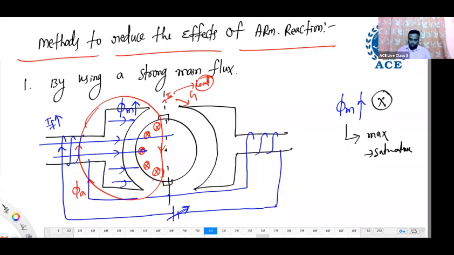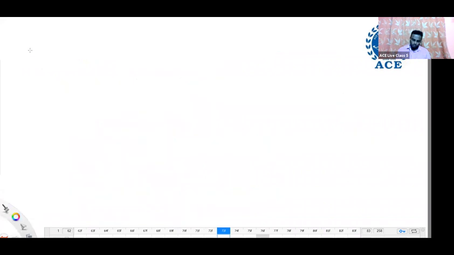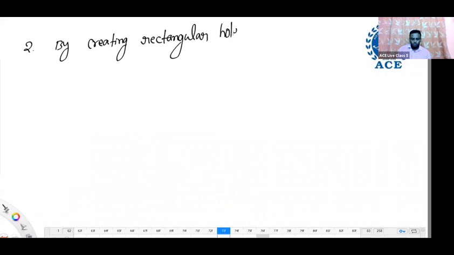So next, second method. Right here: by creating rectangular holes in pole core. By creating rectangular holes in pole core. Take the figure.